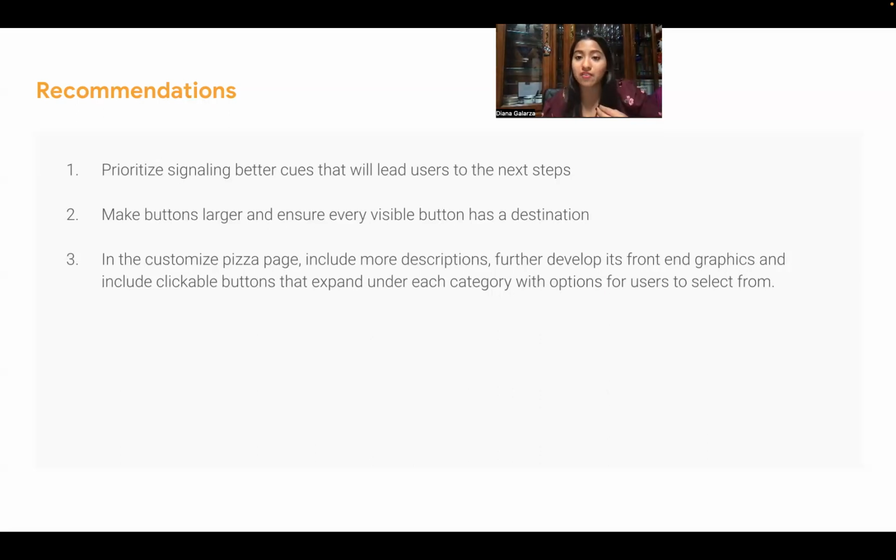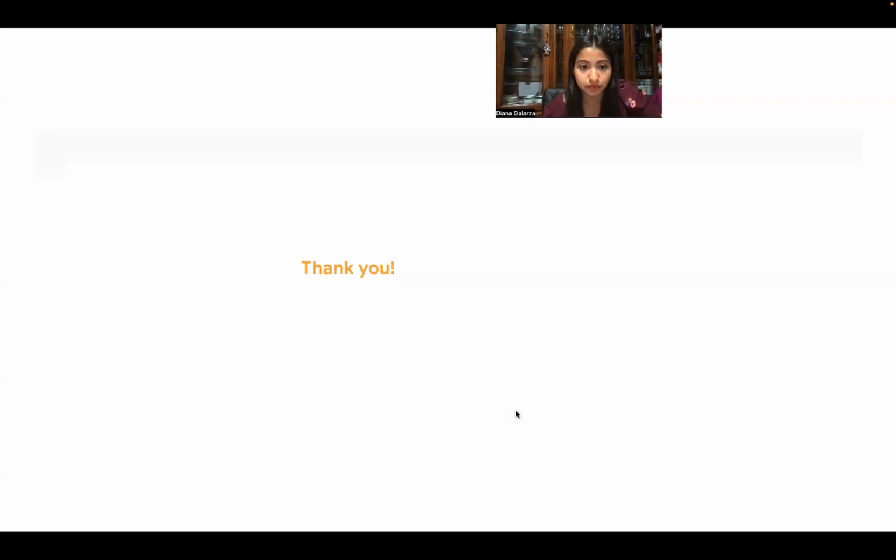So our front end graphics need to be top notch, and to include clickable buttons that expand under each category with options for users to select from. You want them to be able to create exactly the pizza that was on their mind, right? To be able to partake in that activity.